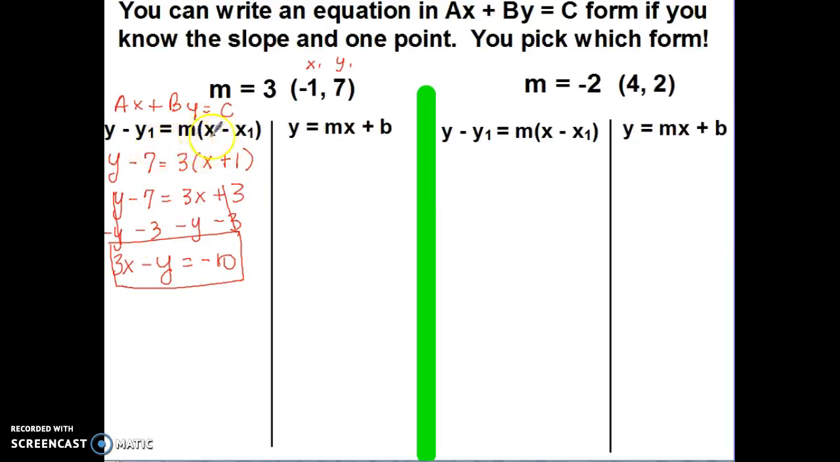So that's point slope. We know point slope, the one y'all struggle with a little bit. All right, not some of you.